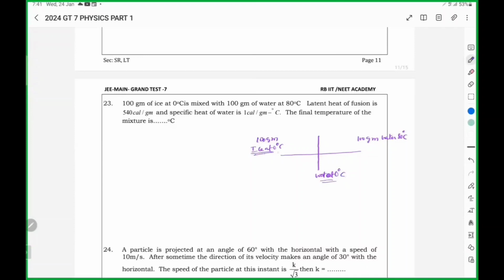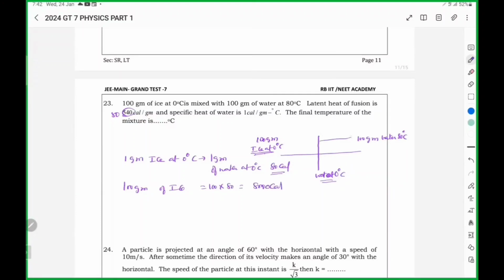To convert ice at 0 degrees, the latent heat is 80 calories per gram. So to convert 1 gram of ice at 0 to 1 gram of water at 0, we require how many calories? 80 calories. For 100 grams of ice, 100 into 80 calories, 8,000 calories are required.